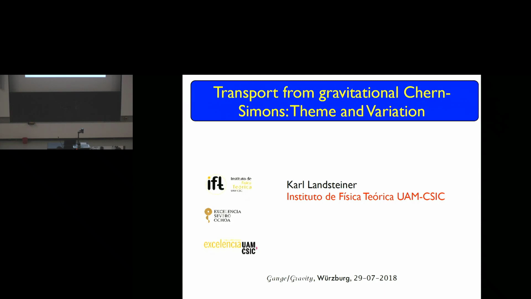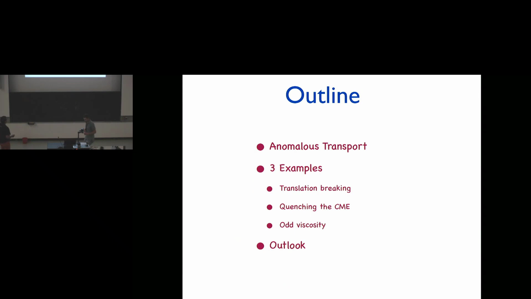So I will talk about, you will see, Chern-Simons terms in AdS and what you can learn for transport from Chern-Simons terms. That's the outline of my talk. I will start by giving a very brief review on the theme of anomalous transport. These are transport coefficients that are induced by quantum field theory anomalies. And then I will give three examples where you can make up some holographic models and try to learn something from holography in the subject of anomalous transport.